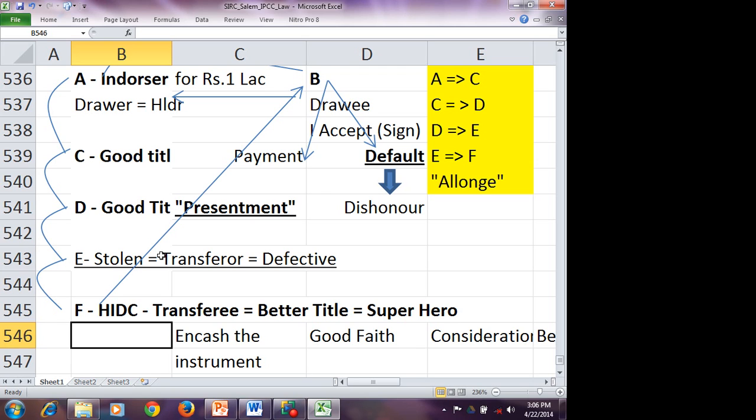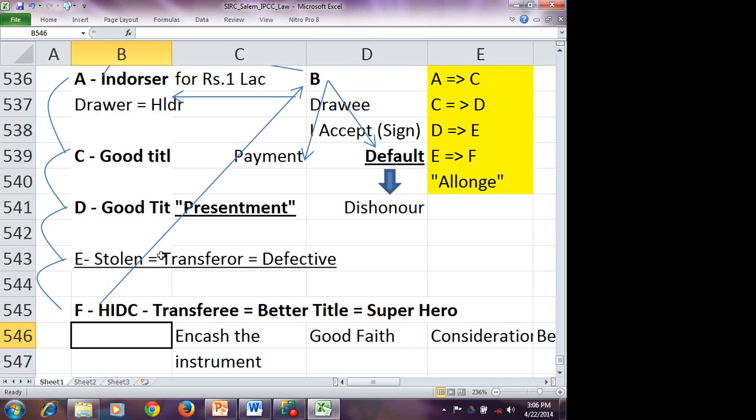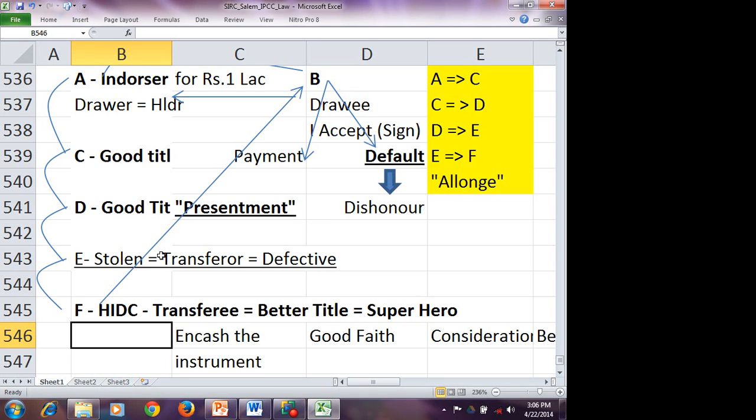So F is a holder in due course, notwithstanding the defective title of E. F gets a better title to an instrument. So on the date of maturity, F goes to B and asks for the payment. B comes to know about the defective title of E and the transfer of the instrument. So when F goes to B, B slaps him and says, "You have a defective title, how can you demand the payment?" What can F say?